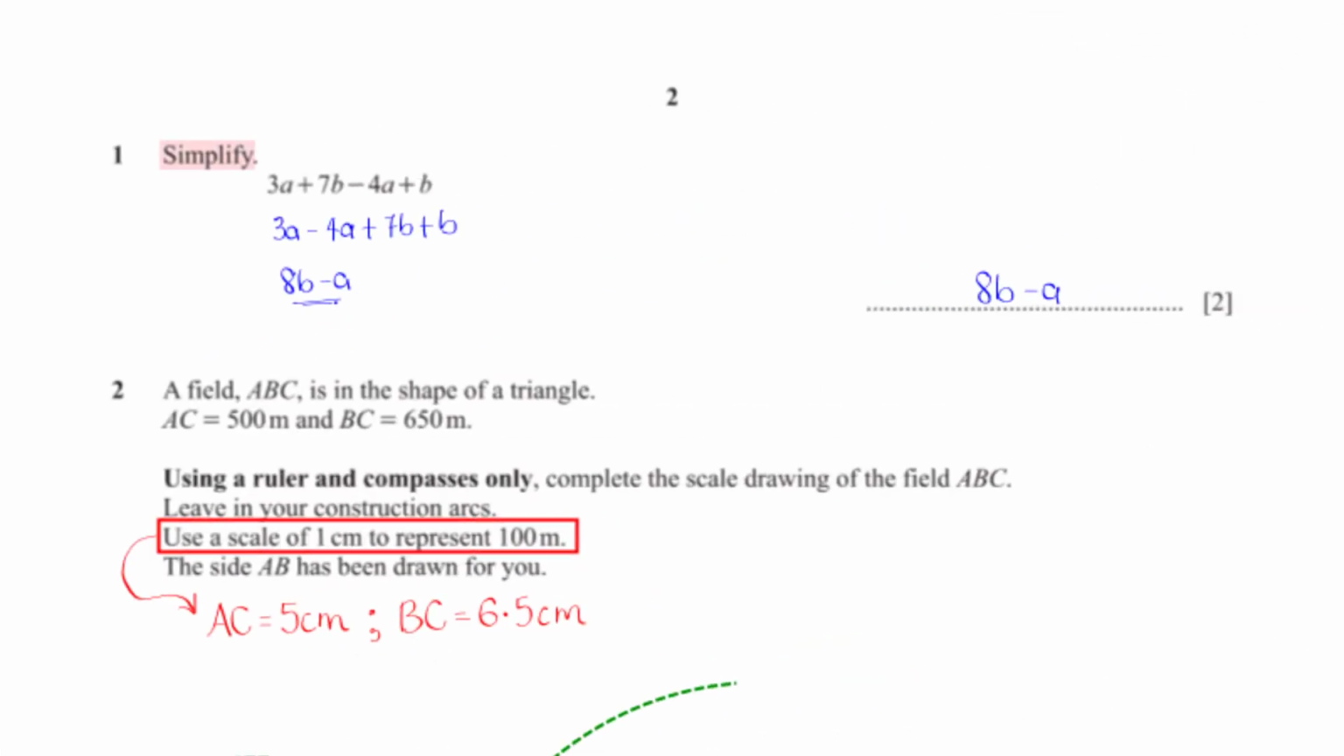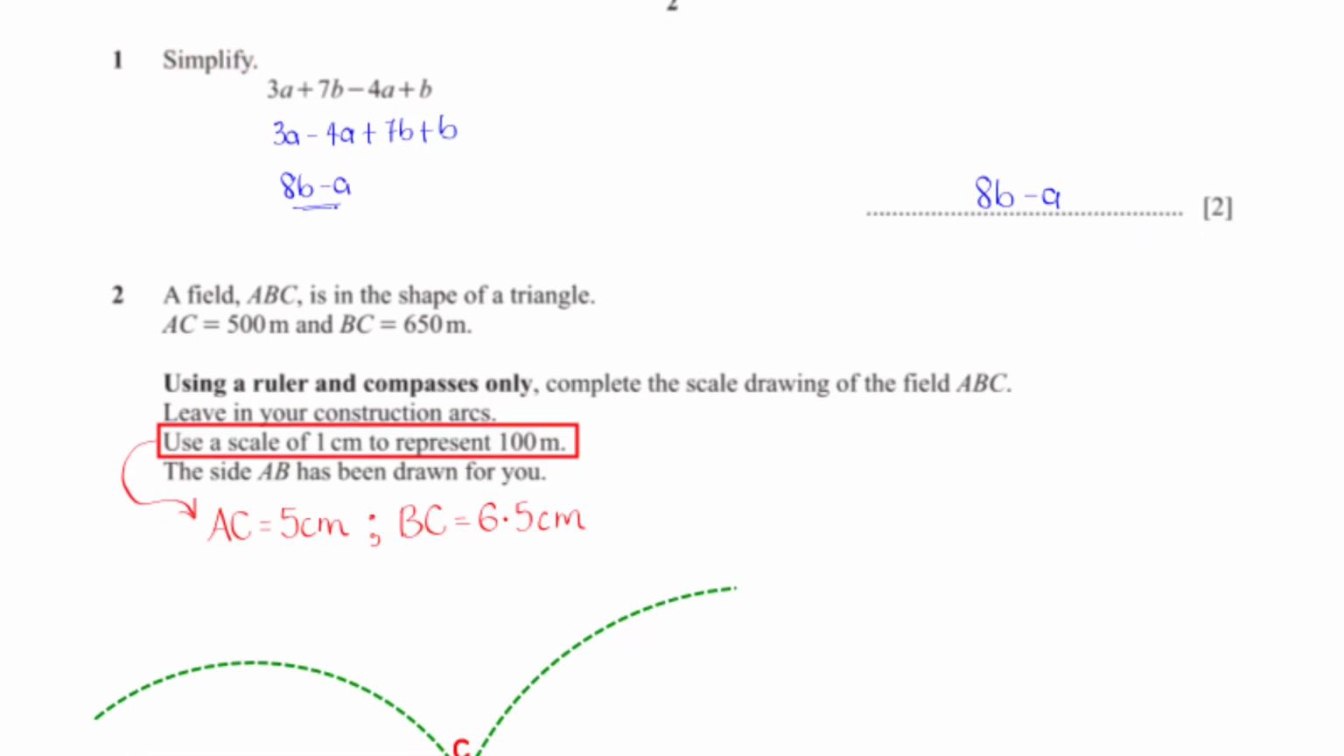Simplify 3a plus 7b minus 4a plus b. 3a minus 4a gives us negative a, and 7b plus b is 8b. And so our final answer is 8b minus a.